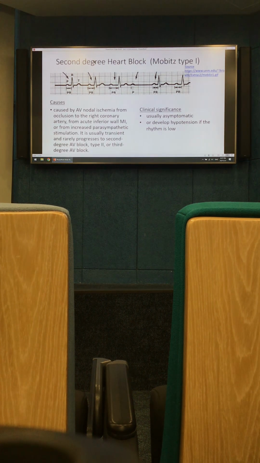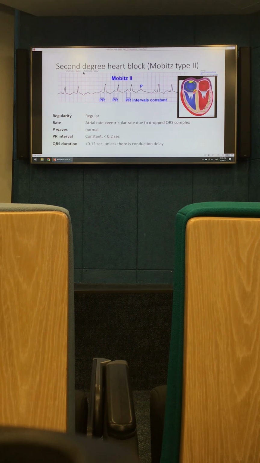And for second degree heart block, you will find your patient has a lengthening PR interval and then a dropped beat. So we will call it second degree heart block, type 1. And second degree heart block type 2 is where you find your patient has a regular PR interval with dropped beats. And this will be type 2.